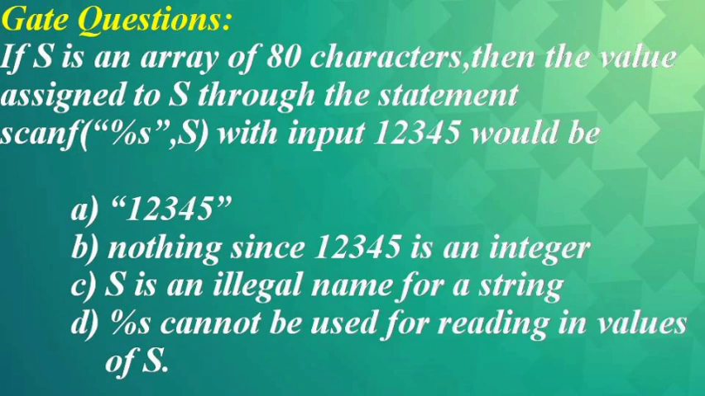Now, a GATE question. If S is an array of 80 characters, then what is the value assigned to S through the statement scanf("%s", S) with the input 1, 2, 3, 4, 5? So, what will be the answer for this question? The correct answer is "1, 2, 3, 4, 5" within double quotes, because this statement is written using the format specifier %s, that is the string format specifier. So the answer will be string. Thank you.